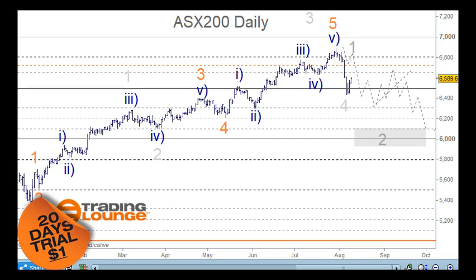Starting with the ASX here on the daily chart, I just want to go over two counts that we've been over before. One of the counts is that we can use wave 1 here and 2 here, then 1 and 2 and 3 and 4 and 5 here for the third wave, and the fourth wave here, and then 1 and 2 and 3 and 4 and 5 here for the fifth wave here.